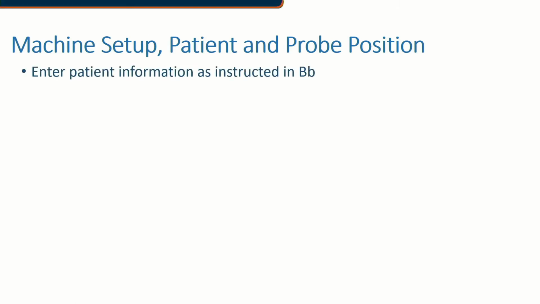Machine setup, just remember that you're going to enter your information as instructed by Blackboard. Depending on whether you're in a specific module or whatever, your instructions on Blackboard will tell you what we want you to put in for the last name. It'll also tell you what to put in for the first name, which is usually the class you're in, your year. Your probe selection is going to be the phased array, that cardiac probe as we commonly call it.